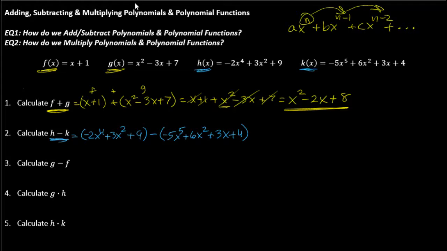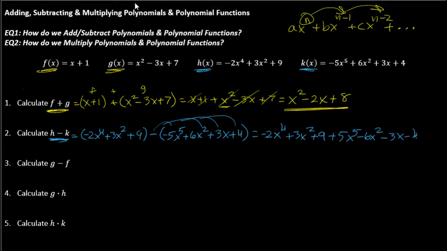Okay, and all I'm going to do now, this is why the parentheses are important, I'm just going to distribute the minus into the parentheses. And that's basically just going to change the sign of everything on that right polynomial. So negative 2x to the fourth plus 3x squared plus 9 is going to become positive 5x to the fifth minus 6x squared minus 3x minus 4.